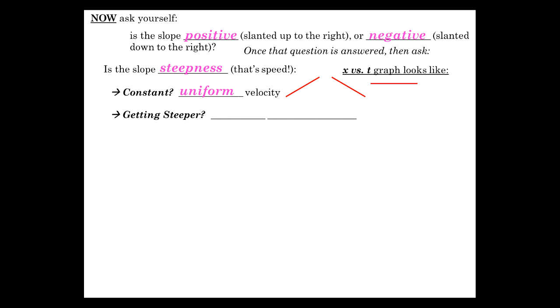Now it could also be getting steeper. That would mean positive acceleration. It's curving upward like this. The speed is going up. If you just think about the slope at any point here, the slope lines get steeper.